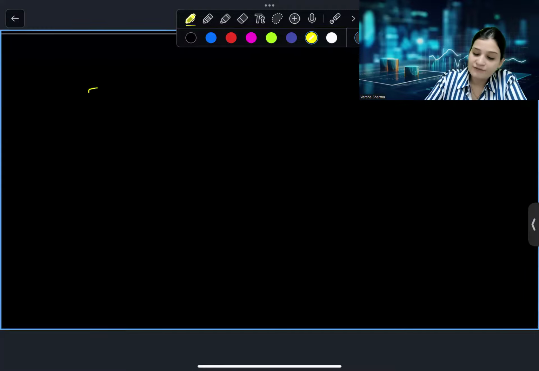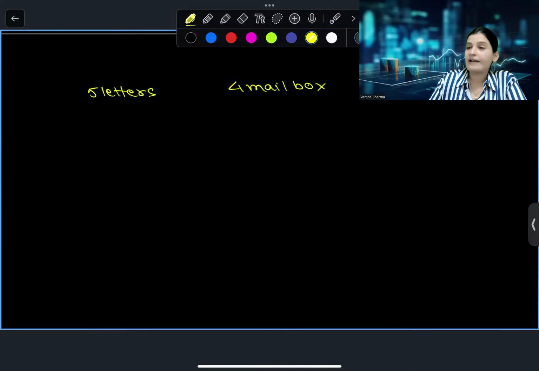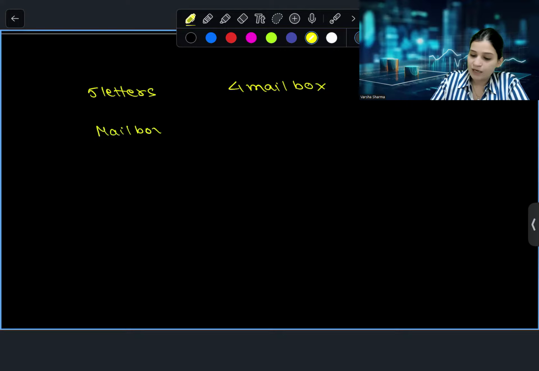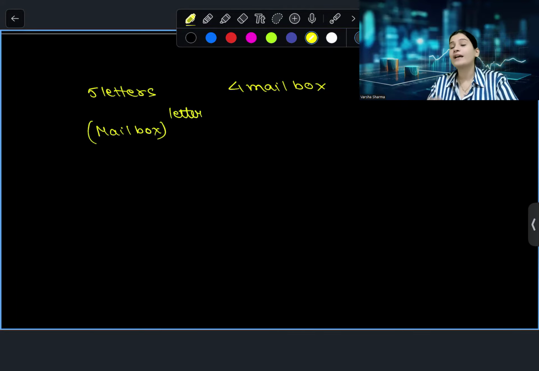Then we have certain scenarios like I have 5 letters and 4 mailboxes. I have to post the letters in the mailboxes. So it is always mailbox to the power letter. The formula is mailbox to the power letter. Basically, you think about how can I post them. First letter. In my hand, I won't have a mailbox. In my hand, I'll have a letter. I pick up the first letter.